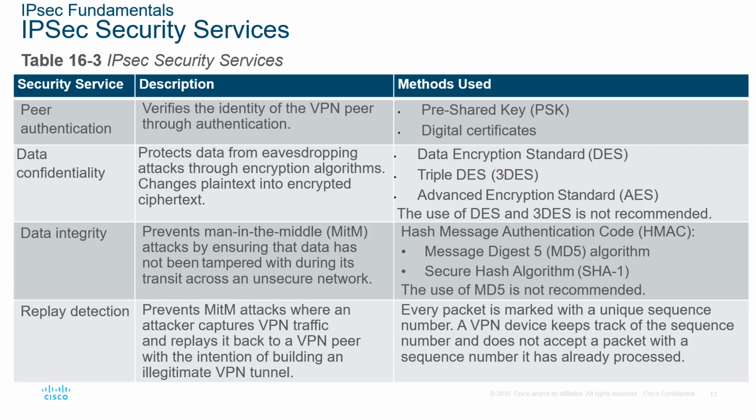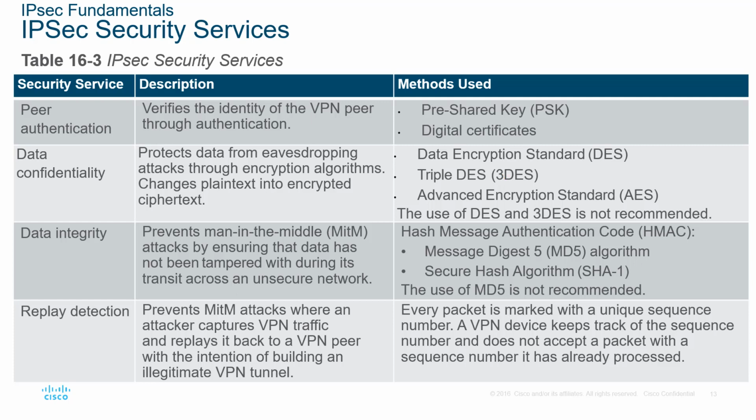Don't use those. Data integrity helps prevent our man-in-the-middle based attacks, and it's going to be using the hash message authentication code, HMAC. And here we're looking at using our weaker MD5 algorithm or our more secure SHA-1. However, both of these are pretty weak, so do keep that in mind. Our replay detection, again, prevents our man-in-the-middle based attacks. And basically with our IPsec, every packet's going to be marked with a specific sequence number. That way the VPN device can keep track of our sequences as we are sending data.